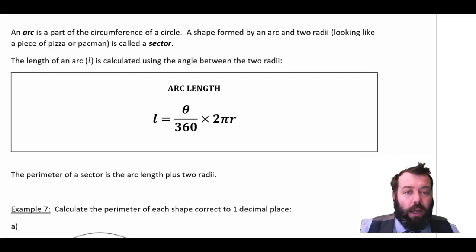So 2 radii and an arc. It's going to make something that either looks like a piece of pizza or maybe like Pac-Man. Right, it's called a sector. Sector. A piece of pizza or a Pac-Man is a sector.